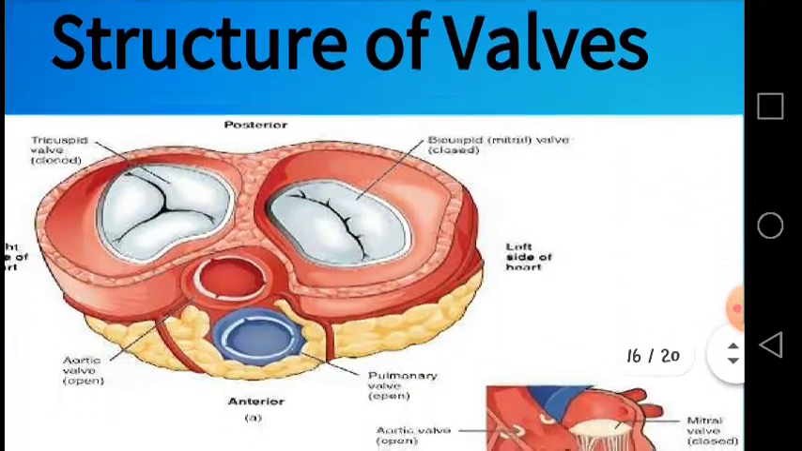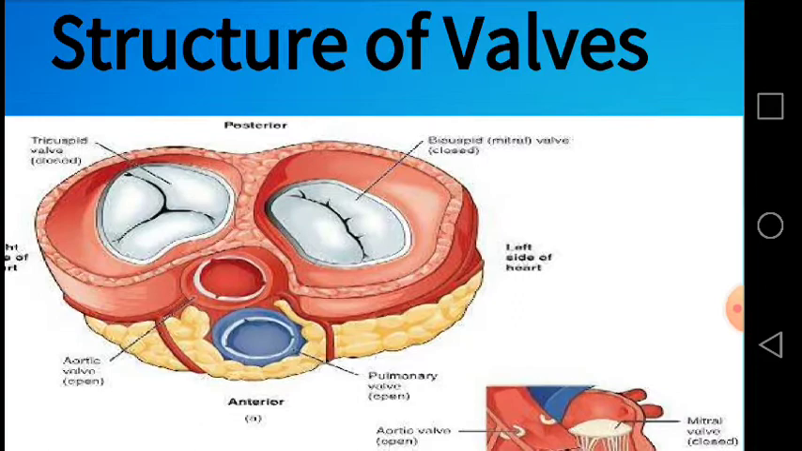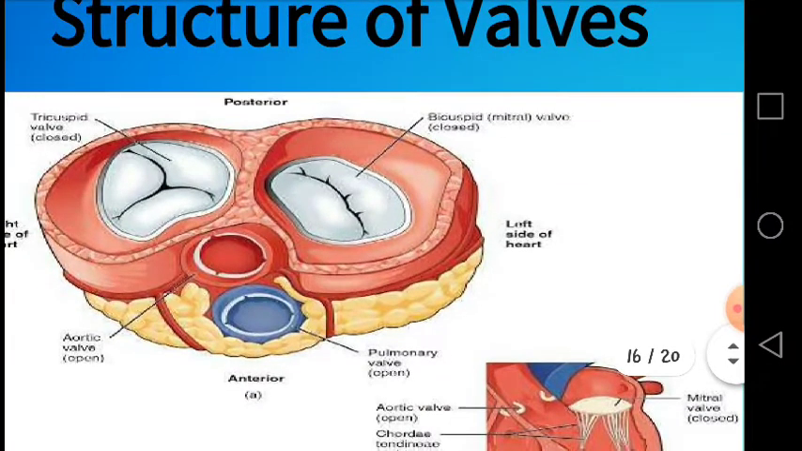Now we are focusing on the structure of the valves. This is a diagrammatic representation of the valves present in the heart. There are four sets of valves found in the mammalian heart: tricuspid valve, bicuspid valve, aortic valve, and pulmonary valve. Over here we are focusing on the tricuspid valve and the bicuspid valve. These two valves are responsible for the one-way flow of the blood in the heart from atria to ventricles.